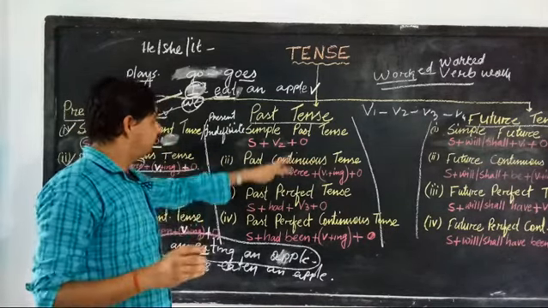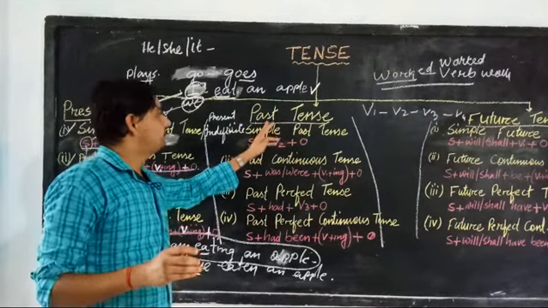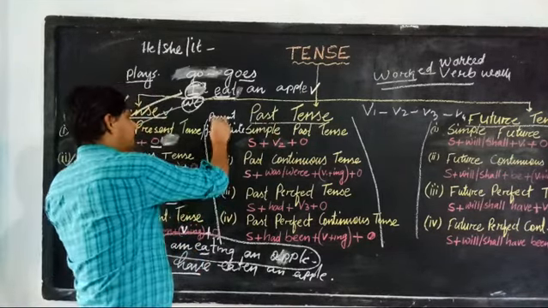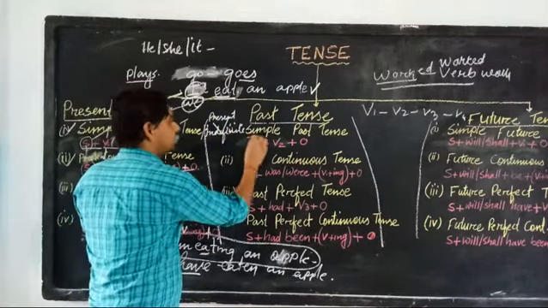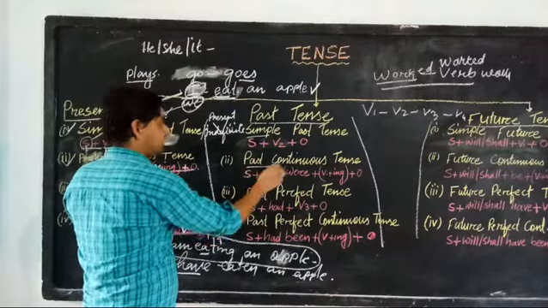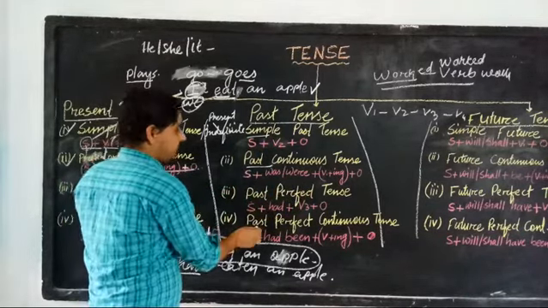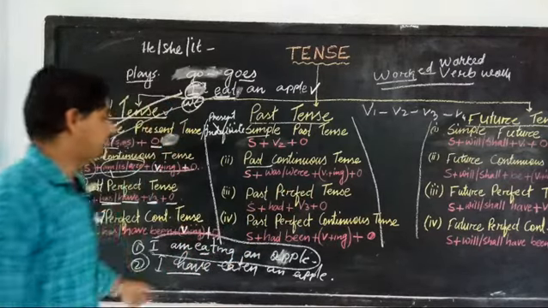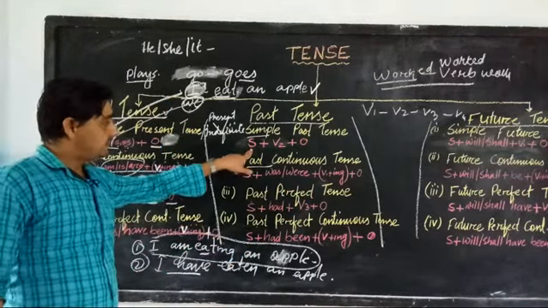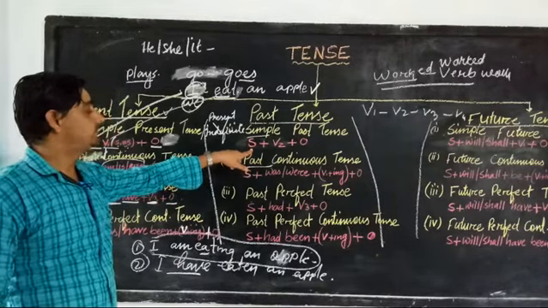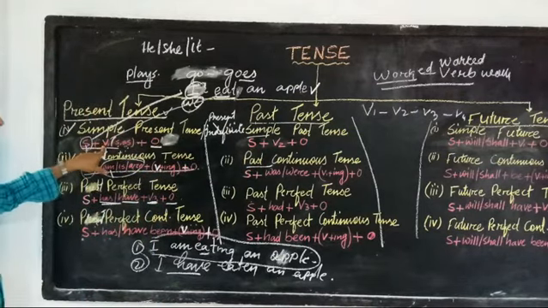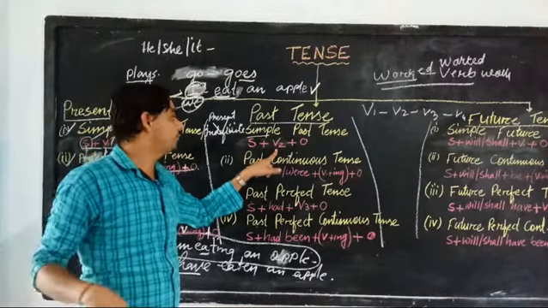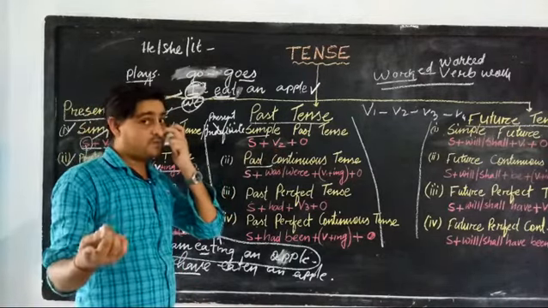Now we will move to the next tense, that is past tense. In past tense also it is divided into 4 sub tenses: simple past tense, past continuous tense, past perfect tense, and past perfect continuous tense. Here what will we write first? Subject. Then in simple past tense we will not write V1. We will write V2. V2 means the second form of verb.